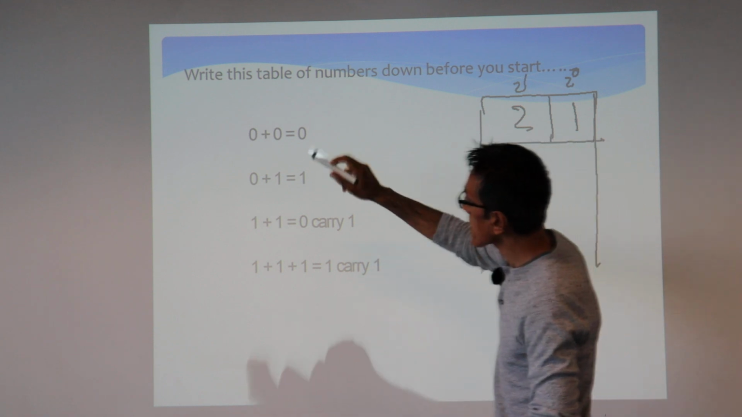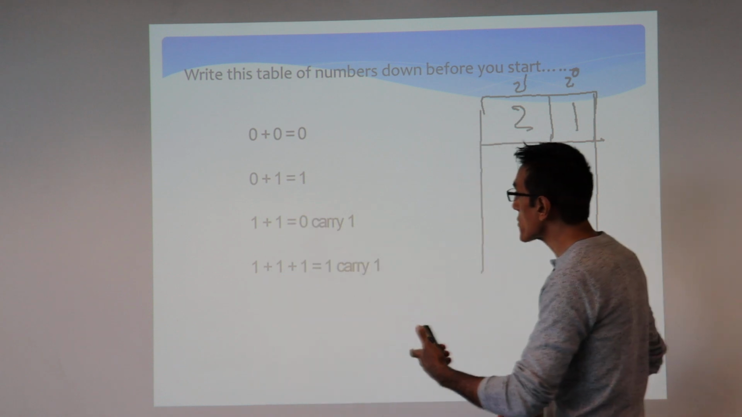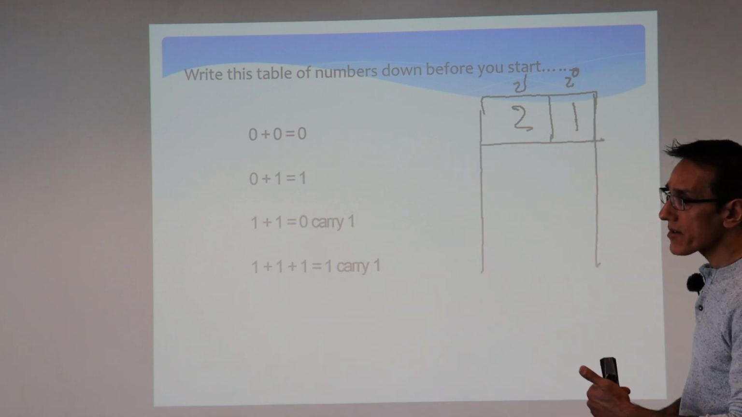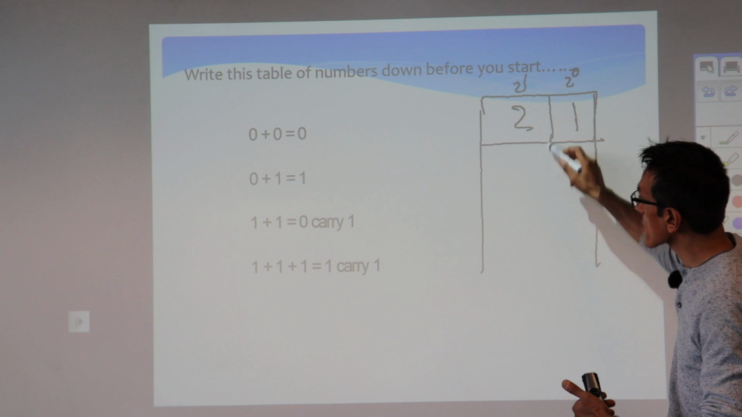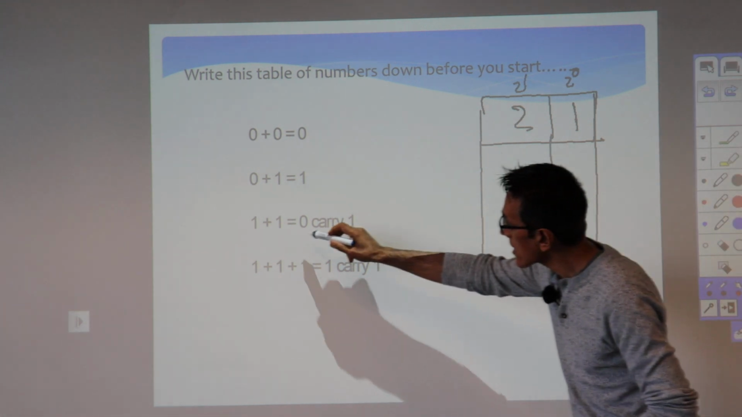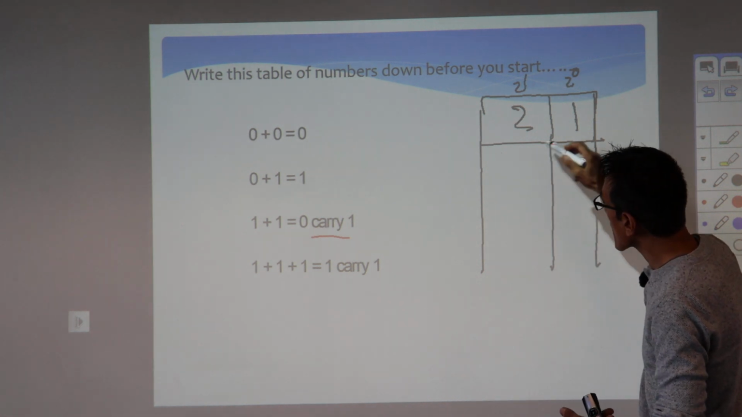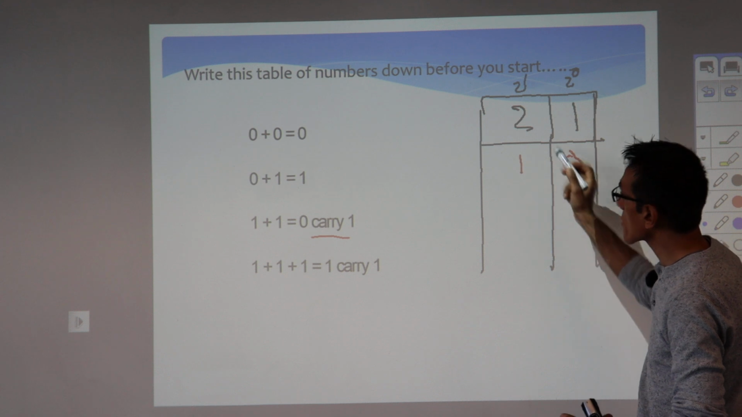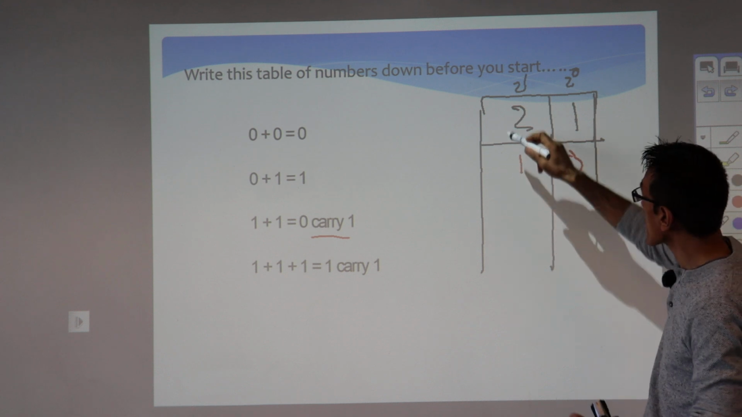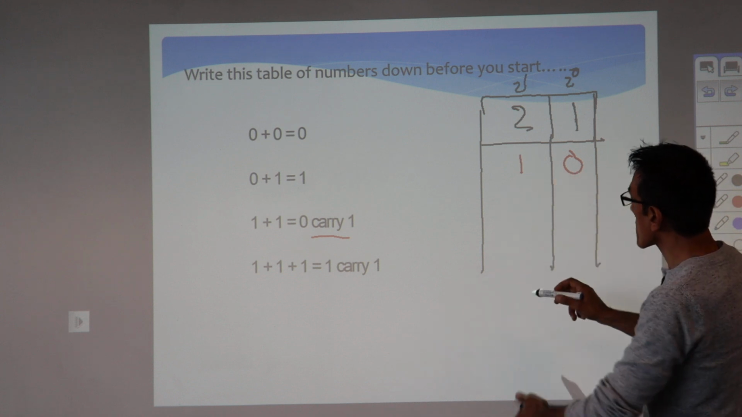So 0 plus 0 is just 0. 0 plus 1 is 1. 1 plus 1 is 2. How do we show a 2 using binary? To show a 2 using binary, it's 0 carry 1. The 1 goes into the next column, and that's of course 2. This binary number is 2.